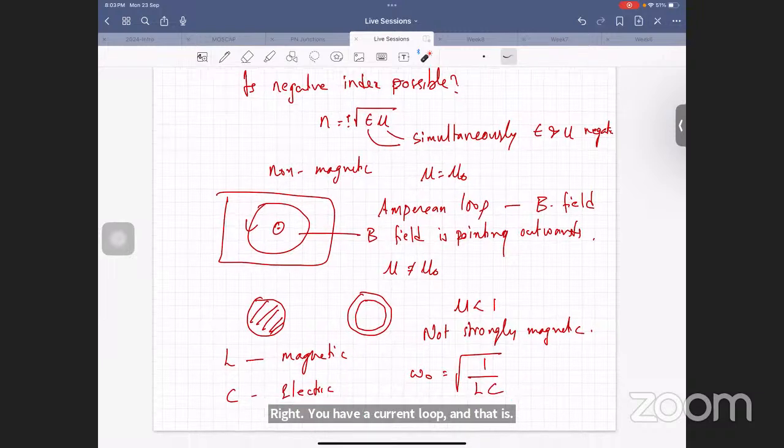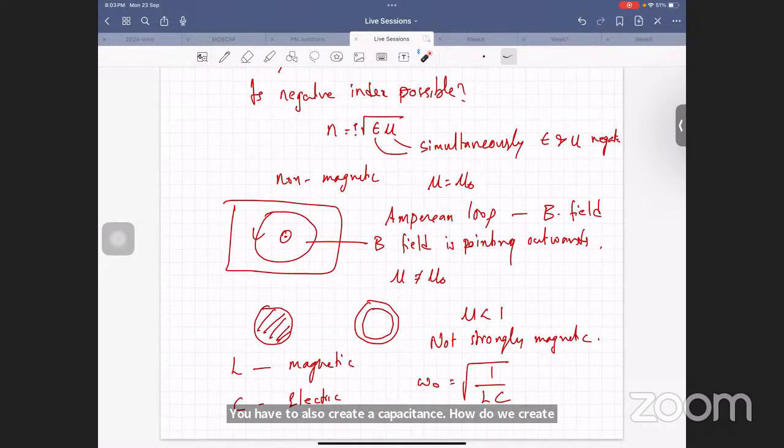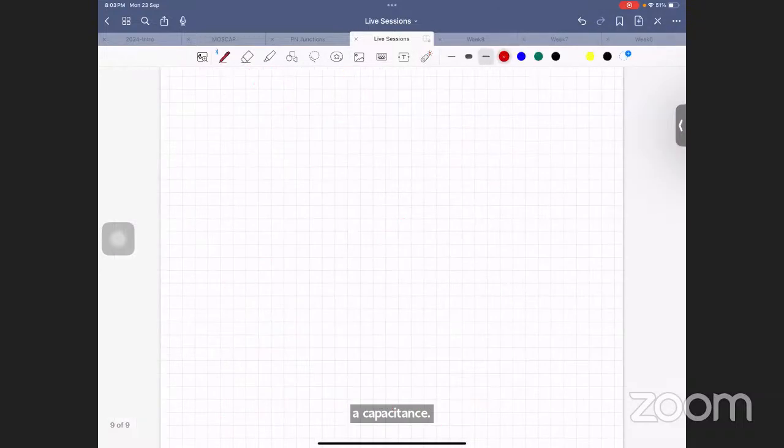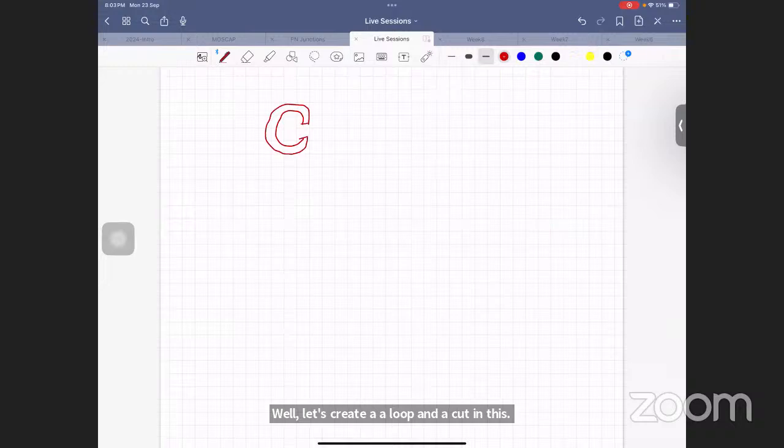How do we create a capacitance? We say, okay, let's take this and create a loop and a cut in this. This is my structure which has a capacitance here, plus and minus separated by air. This is a capacitive structure, and there's also an inductive response coming because of this. So this kind of structure will have a resonant frequency, which is roughly of L and C.